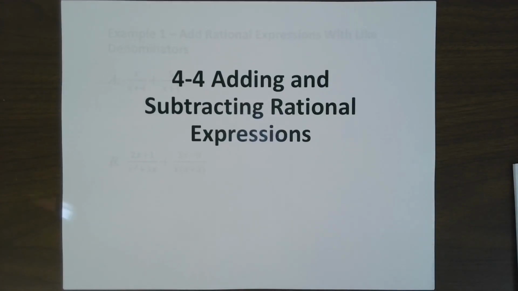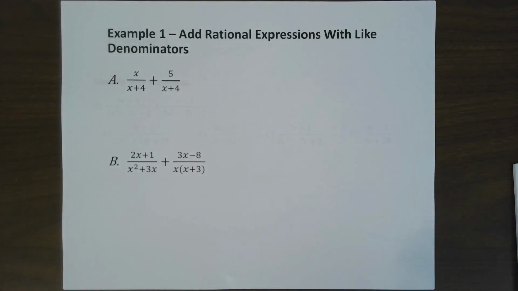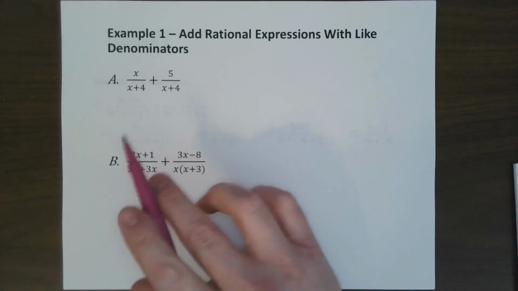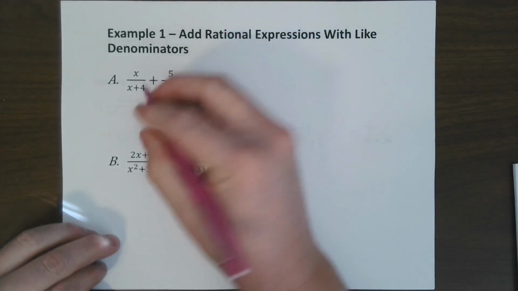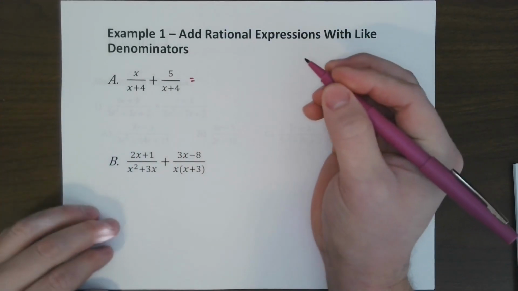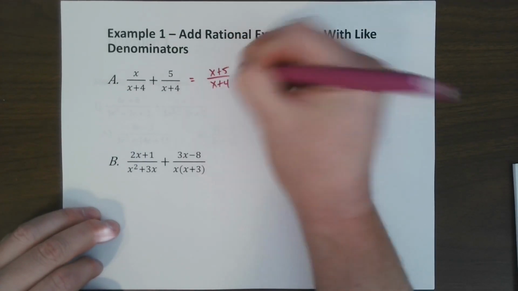Hi, today's lesson is on adding and subtracting rational expressions. Just like any other fraction, the denominator must be the same before you can combine them. So for adding, if they have the like term at the bottom, like denominator, basically we just get x plus 5 over x plus 4, and we're done.